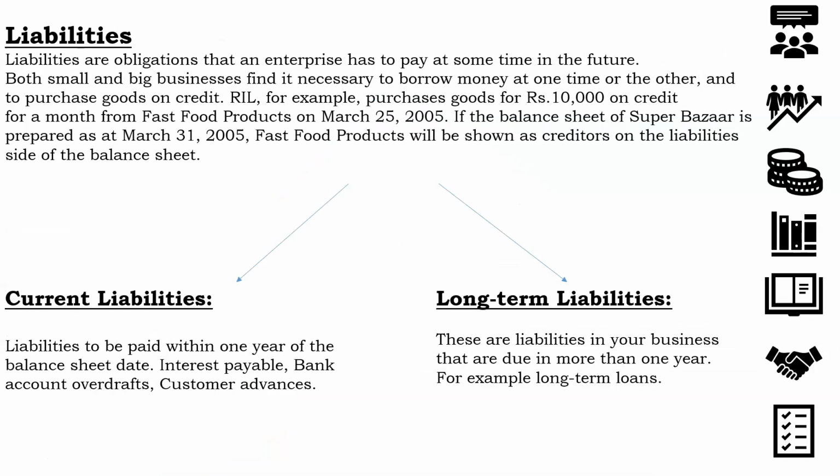Liabilities. Liabilities are again of two types: current liabilities and long-term liabilities. Okay, what are liabilities? The most important term for it is obligation that an enterprise has to pay at some time in the future. So both small and big business find it necessary to borrow money at one time or the other and to purchase goods on credit. RIL, I have used the abbreviation for Reliance Industries Limited over here, it has purchased 10,000 goods on credit for a month from fast food products.